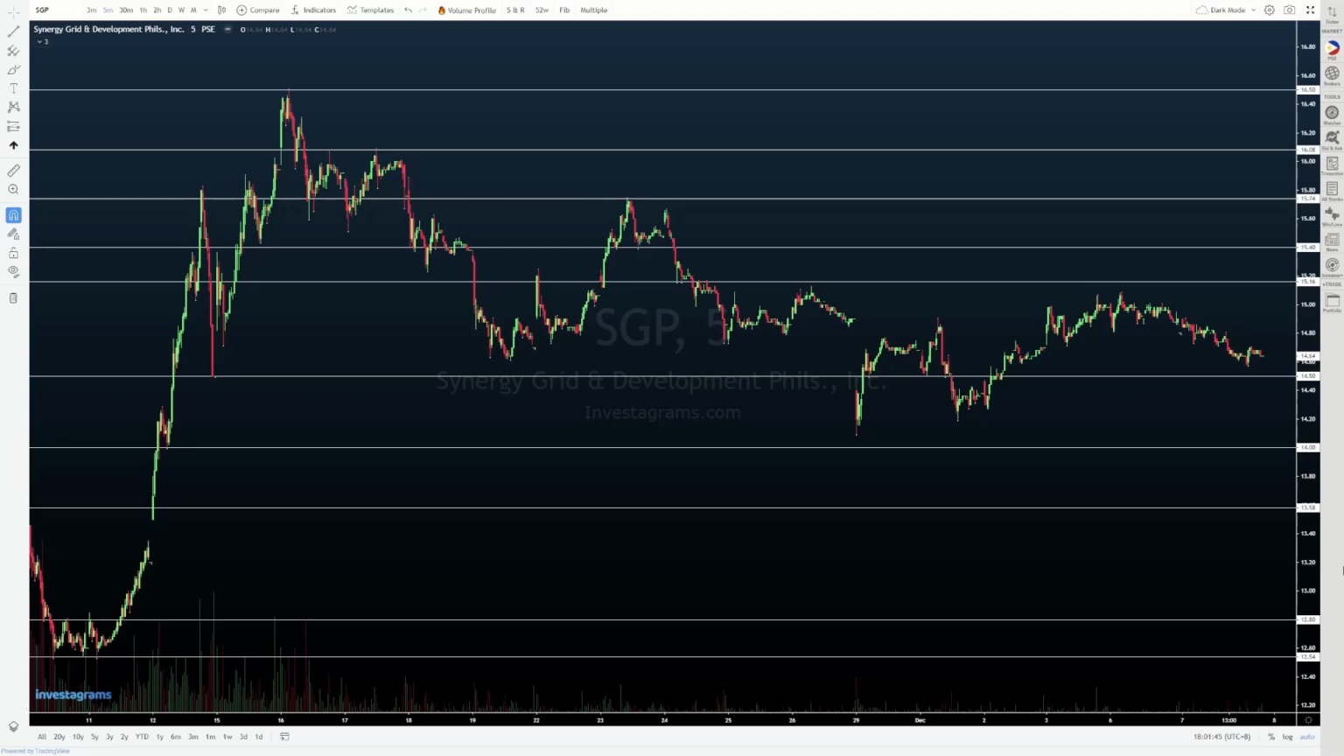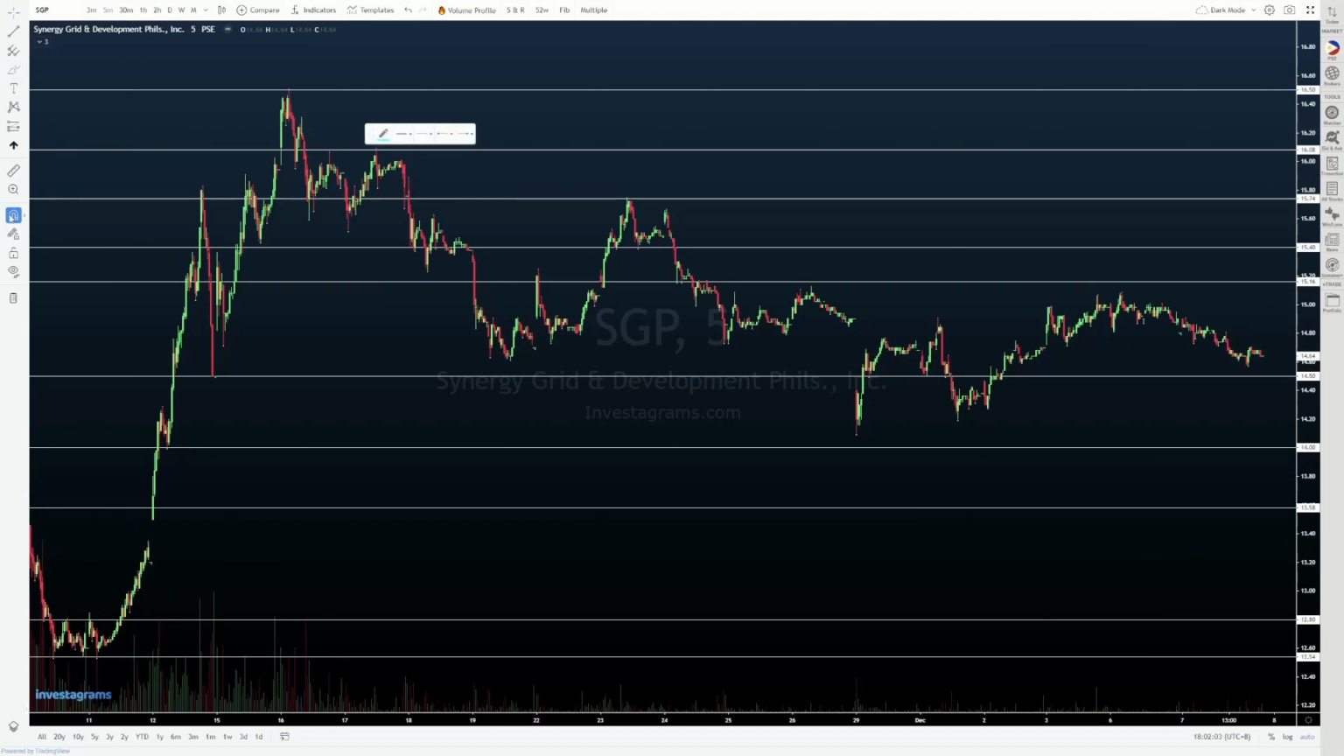Alright? So today we'll start off with SGP. And dahil medyo hindi pa ganon kalinaw yung chart niya sa daily, no? I prefer to still look at this sa lower time frame. Kung mapapansin nyo, I've zoomed out quite a bit. And there's a reason for that.